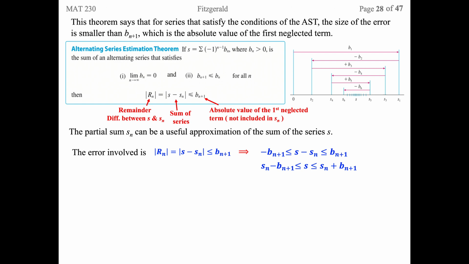So let's look at an example. Example 7. How many terms of the series do we need to add in order to find the sum with the given accuracy, that my error is within 4 decimal places, 0.0001?